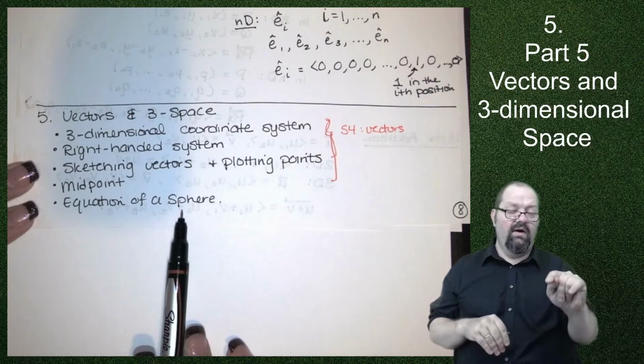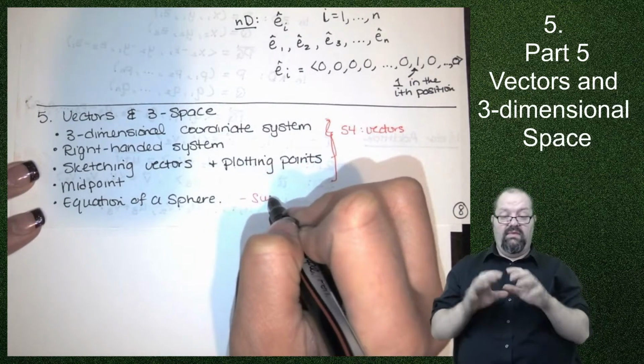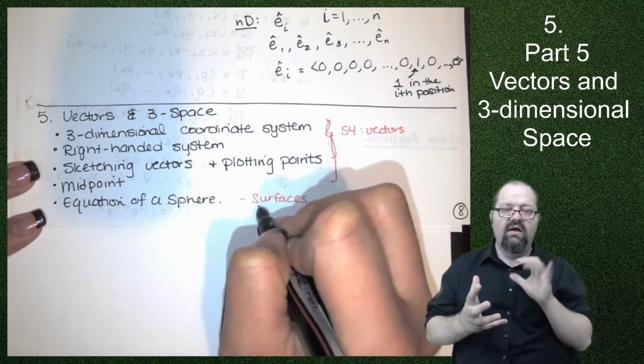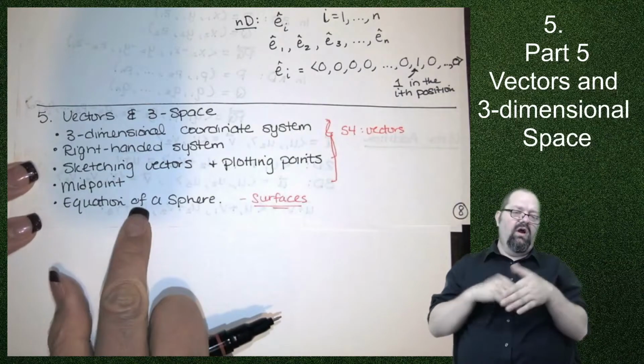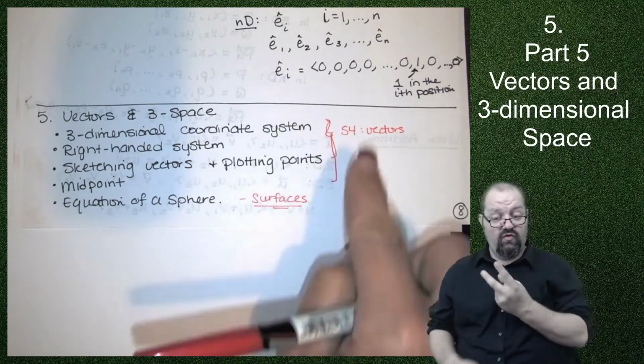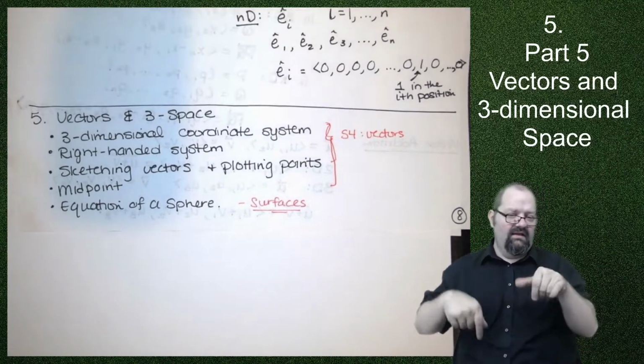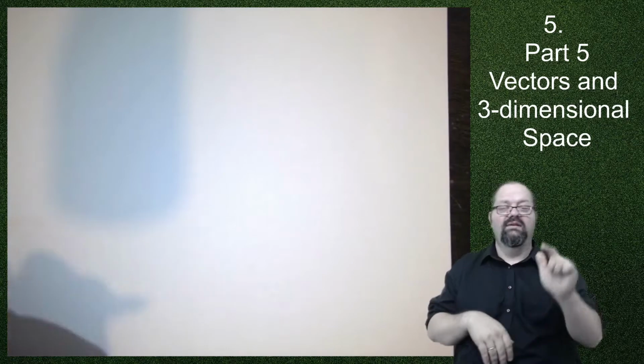The equation of a sphere, that is covered in our standard over surfaces. So keep that in mind. It is in 12.1 and 12.2 in your book, but it's not going to be on the quiz over this material. It's going to be on a different quiz later. Okay, so let's talk about the three-dimensional coordinate system.